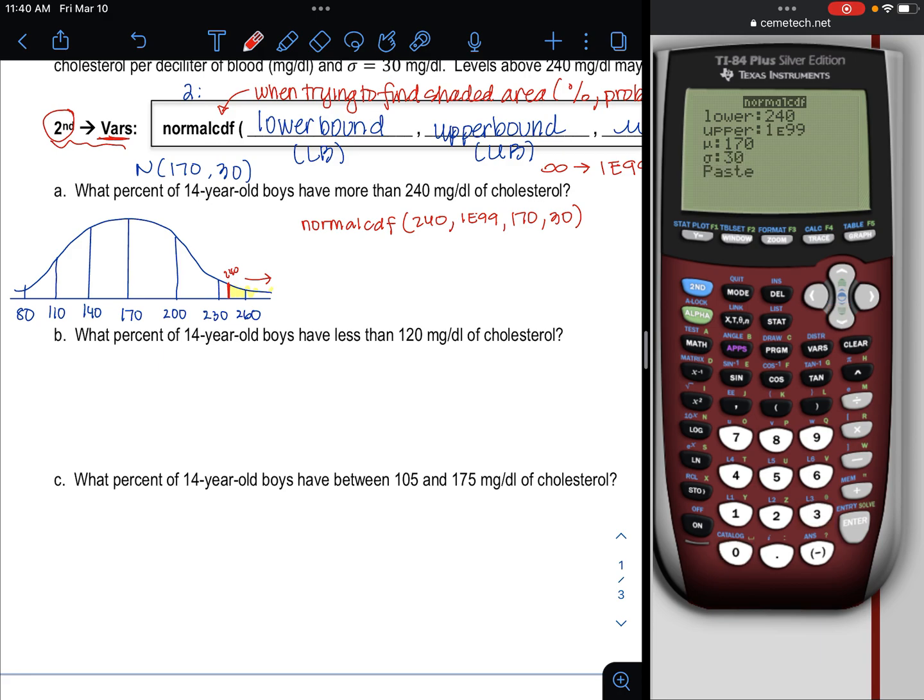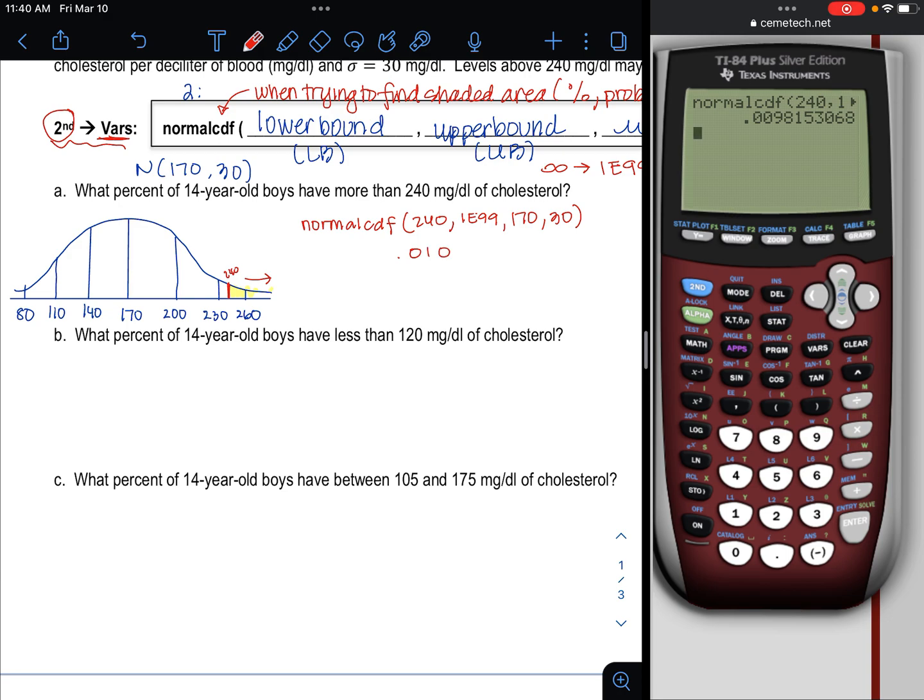Then we're going to go down to paste. What it's going to do is paste it into our calculator. We're going to hit enter. And then it tells us what percent. So it's going to tell us as a decimal. So the decimal we get is 0.0098.